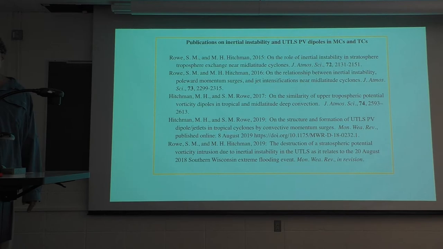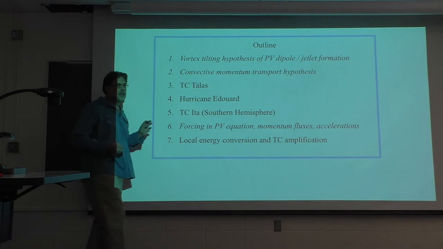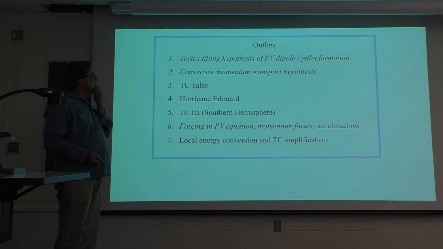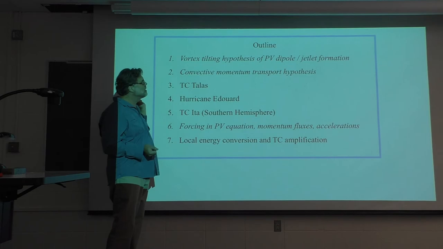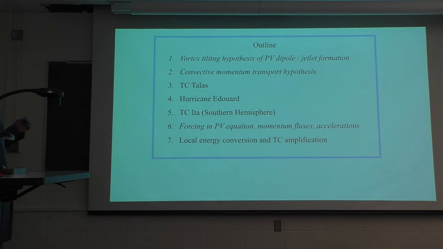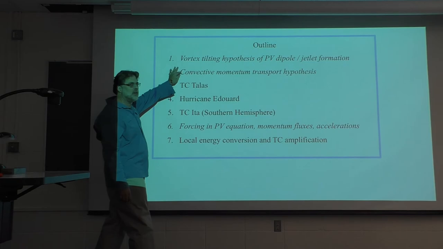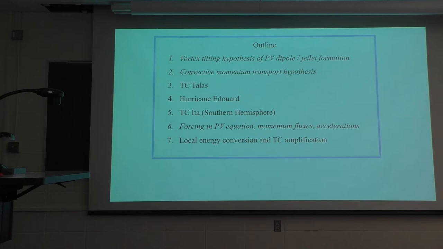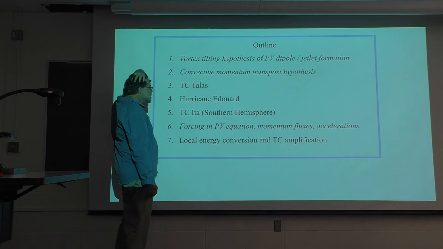All right, here's an outline. I put these three in italics because they are three different ways of looking at this problem from a theoretical point of view. The first is the classical vortex tilting hypothesis for PV dipole jetlet formation. The second is what I think is more intuitive, simpler, and more straightforward: the convective momentum transport hypothesis. I'll show you that they're actually the same; it's just a slightly different point of view. I'm presenting the results of all our thought processes after considering these cases, so it'll be easier to understand the cases, reversing the order in which this actually happened. We studied the cases first and then realized that this is true.